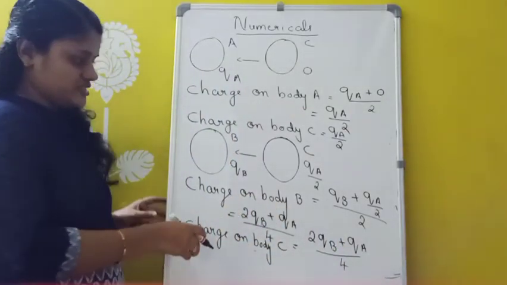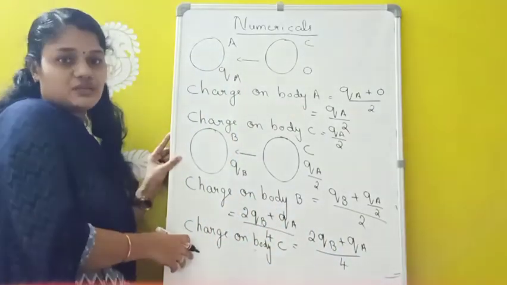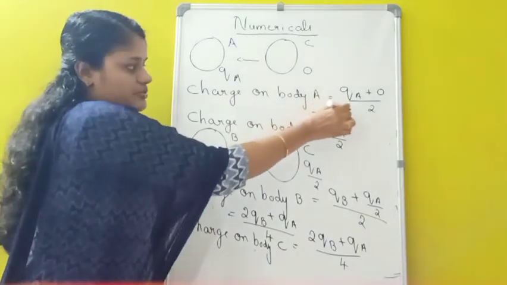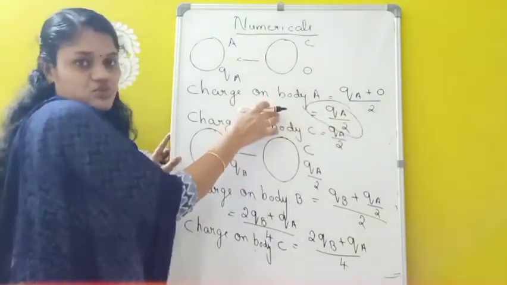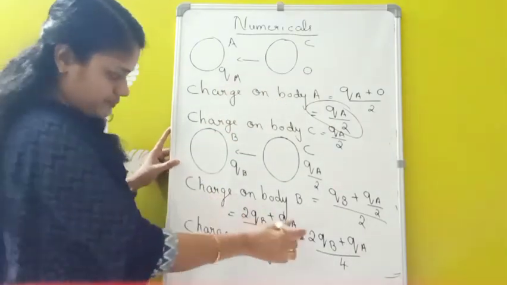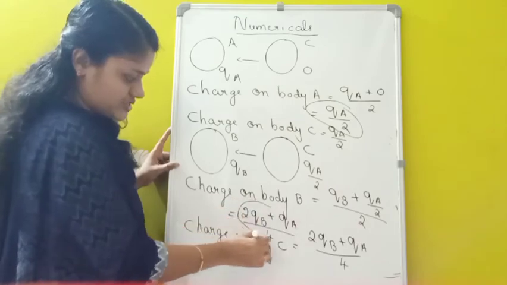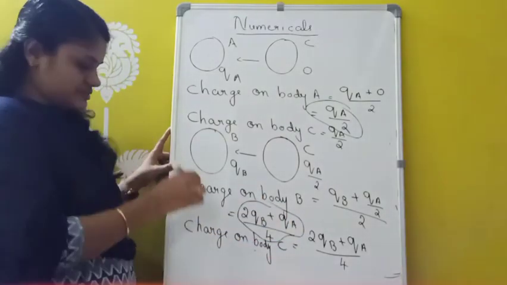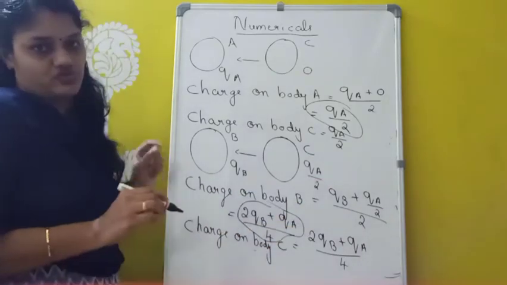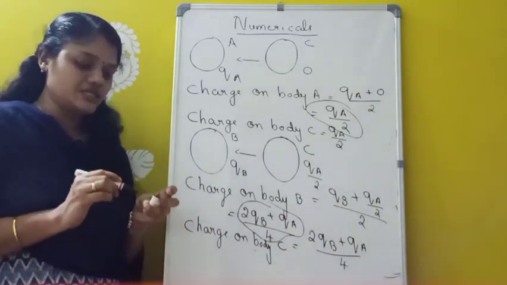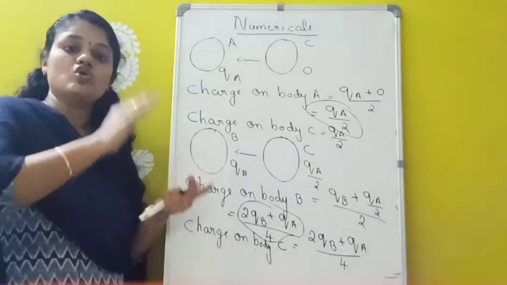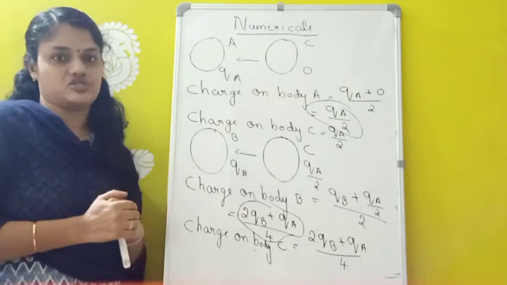In the question they are asking for the final charge of bodies A and B. The final charge of body A is QA by 2. And similarly, the final charge of body B is 2QB plus QA by 4. Similarly, the charge of body C is also the same, 2QB plus QA by 4. So whenever an uncharged body is brought in contact with a charged body, the charge will be shared and both bodies will be getting the same charge.